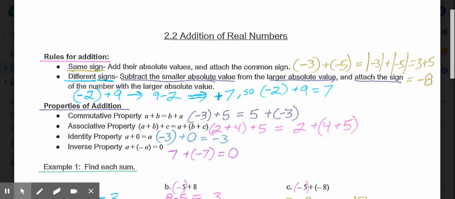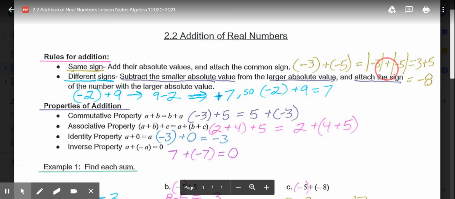So our example here, showing that rule, if we have a -3 plus a -5, we add their absolute values. So 3 plus 5 is 8. And then we attach the negative sign at the end, giving us a -8. So you can think of it for the same sign rule as two positives always give us a larger positive. Two negatives will always give us a larger negative value.